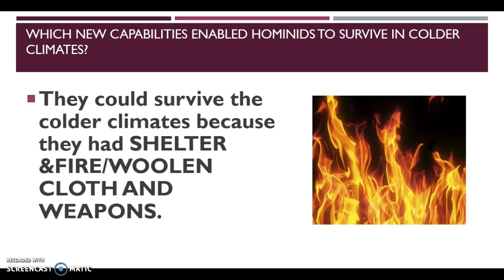Which new capabilities enabled hominids to survive in colder climates? They could survive the colder climates because they had shelter and fire or woolen cloth and weapons.